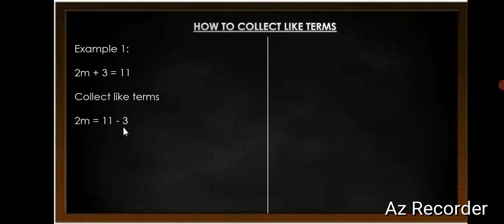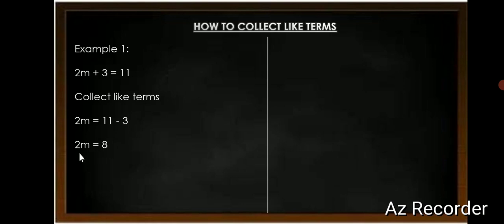So that is the rule you need to know when collecting like terms. When you collect a like term such that they cross the sign of equality, the sign in front of them will have to change, either from plus to minus or from minus to plus, as the case may be. So 2m equals 11 minus 3 will give us 8. This is a step in mathematics which has already been taught in our previous tutorial.